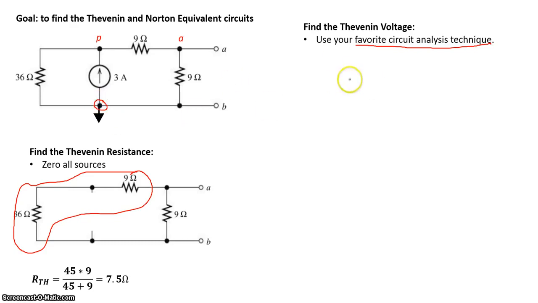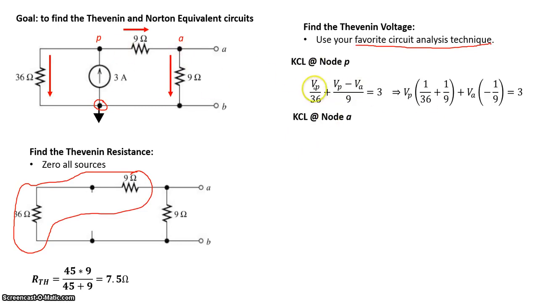Now, applying nodal analysis, before we do that, let's draw the direction of the current and apply nodal analysis. Basically, this shows current coming out of node P going to the 36 ohm resistor, current coming out of node P going to the 9 ohm resistor must equal the 3 amp current source. So applying KCL at that node, I get the following.